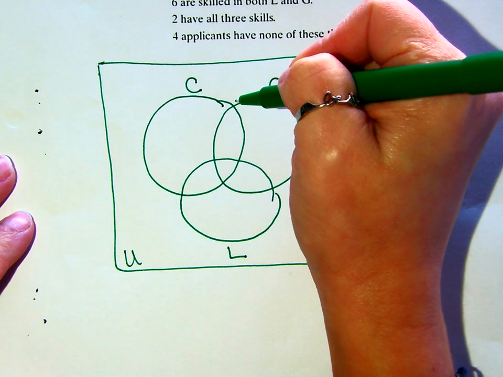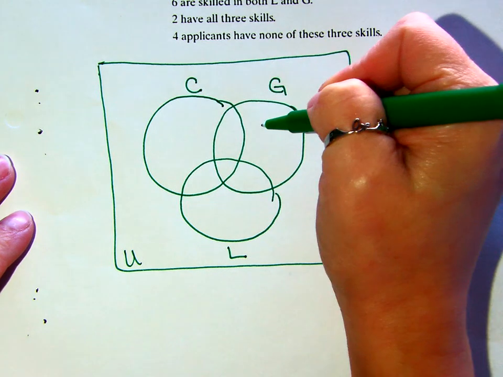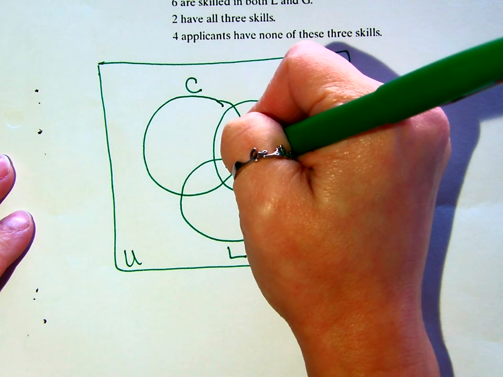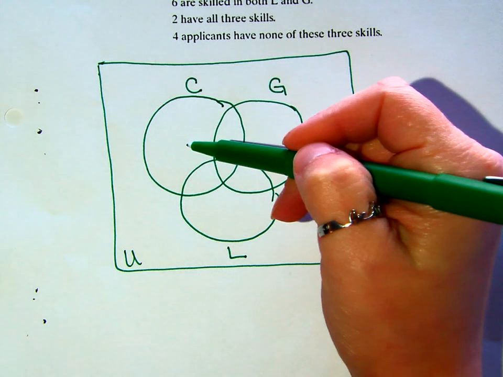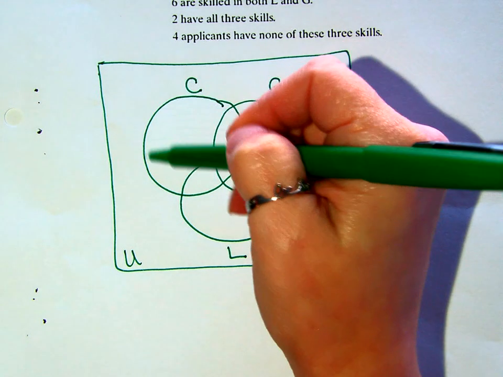But the problem is that doesn't mean that 17 only has C copywriting skills. Some of them have the graphic design skills. Some of them have all three. Some of them have link building skills. So I don't want to just automatically write 17 over here because there's 17 in this entire circle.